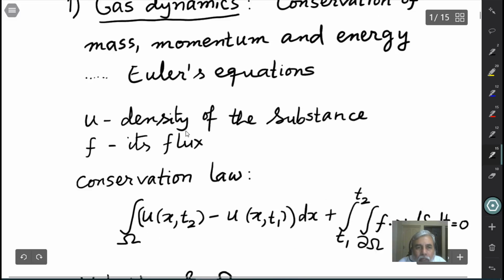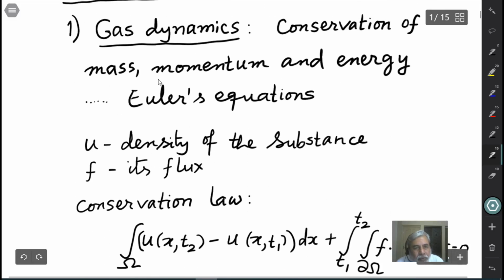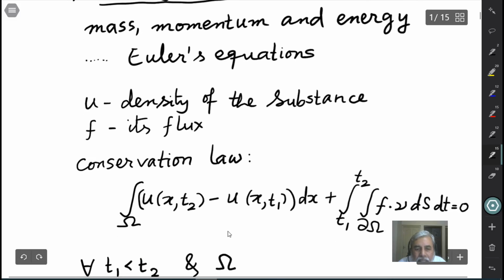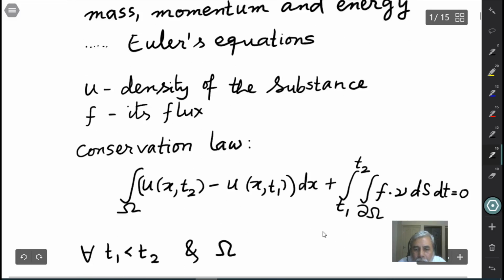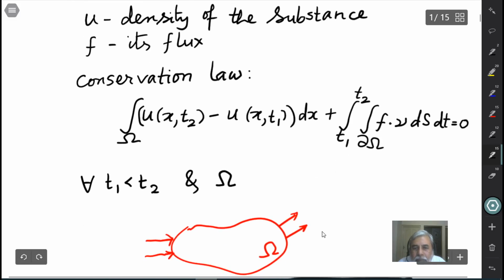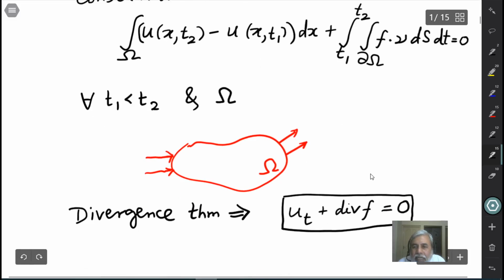For example, in fluid dynamics and gas dynamics, the conservation of mass, momentum, and energy all appear in integrated form. Under appropriate assumptions on the continuity of the functions involved, we get the conservation law in differentiated form. So that is a differential equation.